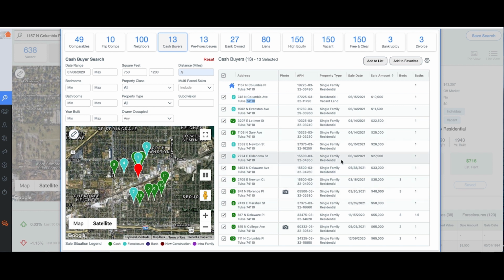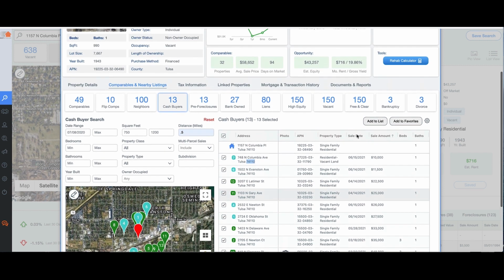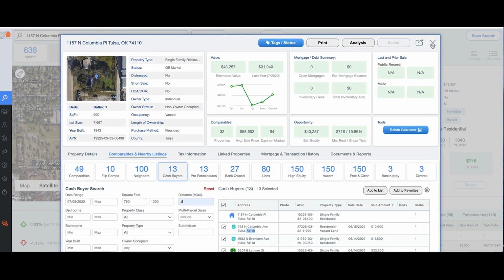So I do not overthink my offer pricing. I know that is probably a surprise to a lot of you who follow the ARV minus repair rule. I think that rule stinks. So anyway, hopefully you guys understand now how to pull comps. In this area, you've got flip comps, the neighbors, and this is just any kind of market sale, pre-foreclosures, bank owned, liens. It really shows you a lot about what's selling in the area. So that is step number one, how to comp a house.